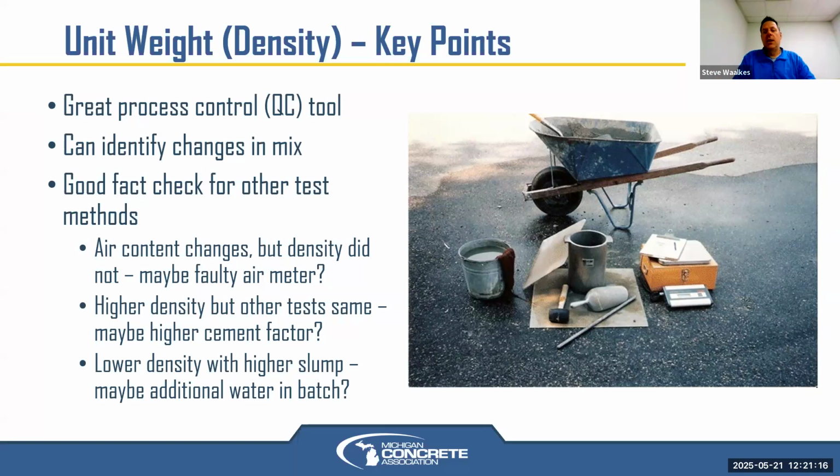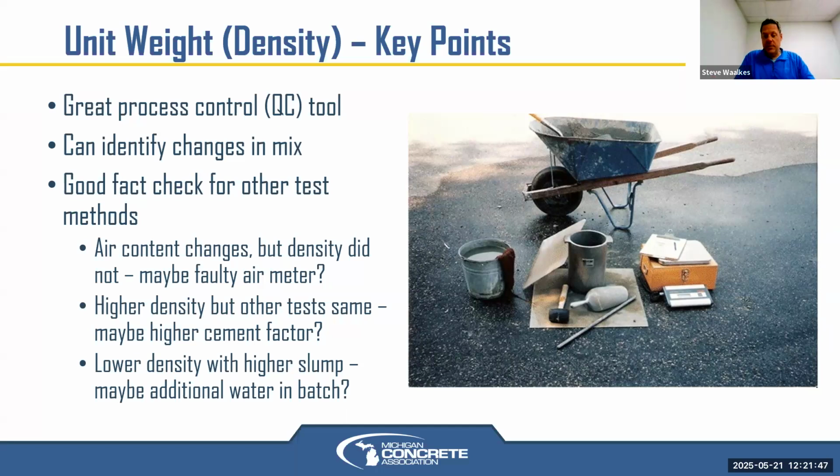So in other words, let's say we do the density test and that's been consistent, but our air content changed in this one particular time we did the air content, but the density did not. My guess is it's probably a faulty air meter or an improperly done test that particular time. If it weighs the same as the previous density and the air was good on that one, there's something else going on. And so that's potentially a faulty air meter.